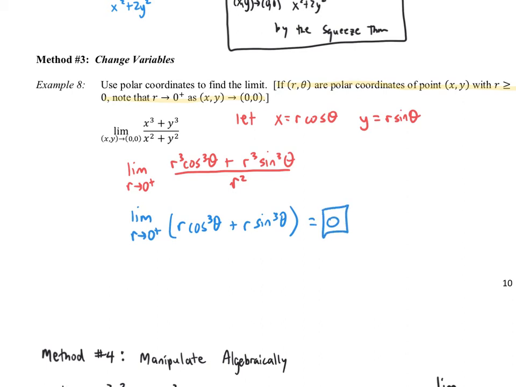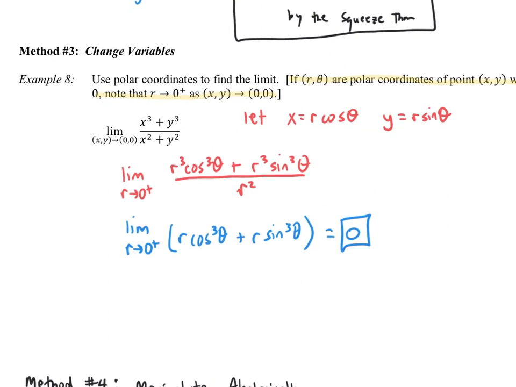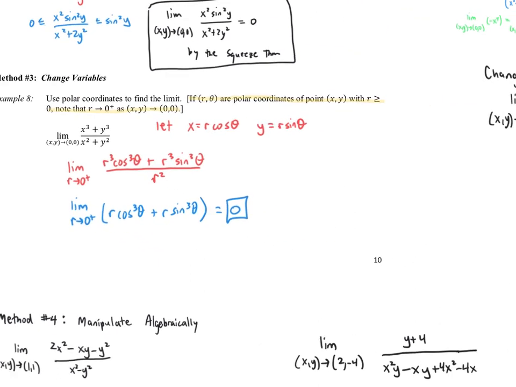So with polars, what often happens is that certain elements of it simplify really quickly. Possibly we use L'Hopital's rule if that's a situation that occurs. But in this case, it doesn't even matter what theta is. We have an r value that's going to go to 0, and so we're going to be able to simplify really quickly there. All right, let me show you one more of those.